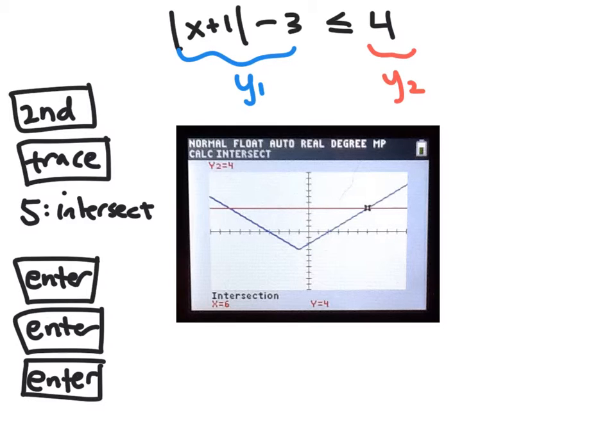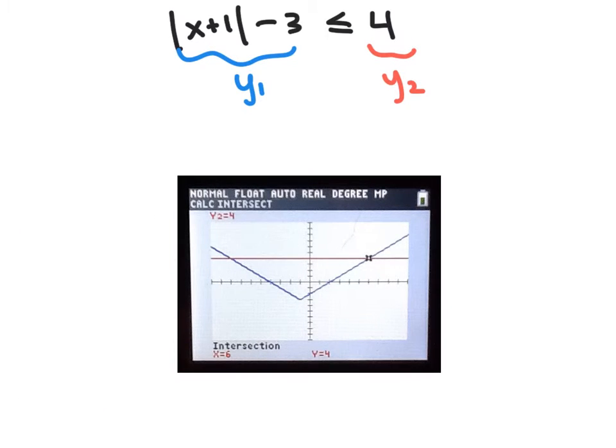And we find that the intersection is x equals 6. And again, we ignore the y value because the problem is asking for all x values such that the y values are less than or equal to 4. To actually find the solution of the inequality, usually we will draw a quick sketch of our calculator graph onto our paper.